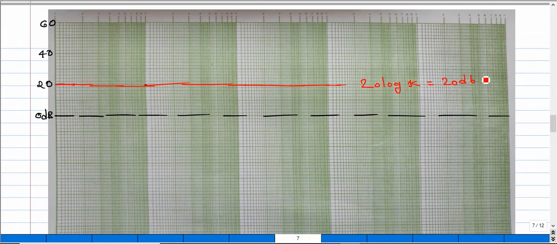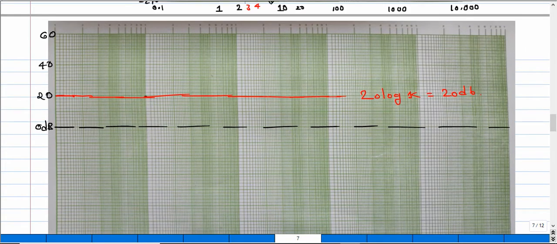And as I always tell, you need to mark the constructions, from 20 towards 1 RPS, from 40, and from 60. Okay, we have marked the construction lines.